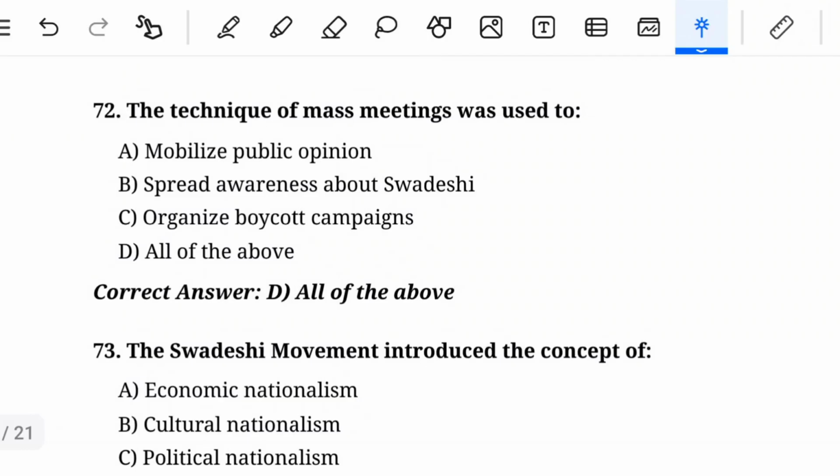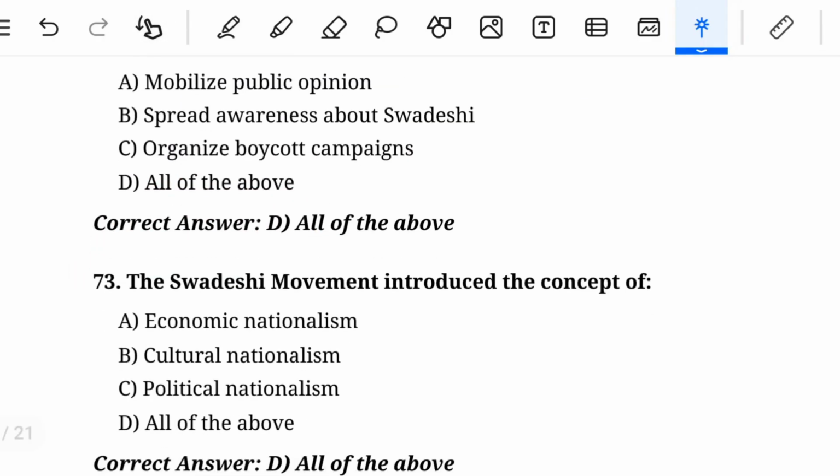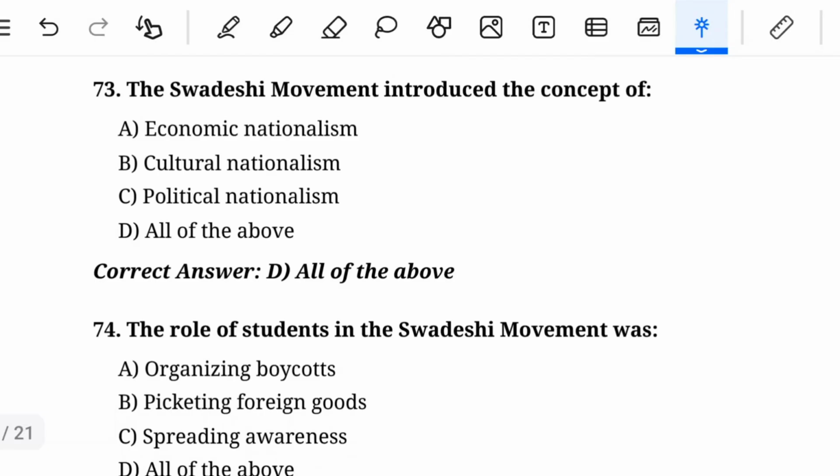72. The technique of mass meetings was used to: A. Mobilize public opinion, B. Spread awareness about Swadeshi, C. Organize boycott campaigns, D. All of the above. Correct answer: D. All of the above. 73. The Swadeshi movement introduced the concept of: A. Economic nationalism, B. Cultural nationalism, C. Political nationalism, D. All of the above. Correct answer: D. All of the above.